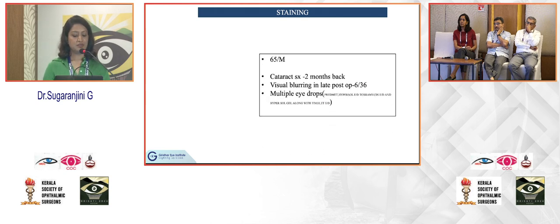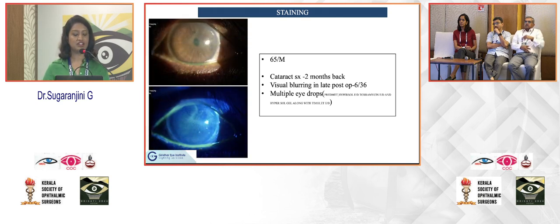Our next patient is a 65-year-old gentleman who's undergone a cataract surgery 2 months back, and he was referred for visual blurring in the late post-operative period. He was initially 6/6, but then his vision dropped to 6/36. This is a very common thing encountered by most of our cataract surgeons, and on history taking, he's on multiple eye drops. Just look at the list of the eye drops. He's on steroids, hypersol, tobramycin, and even an AGM.